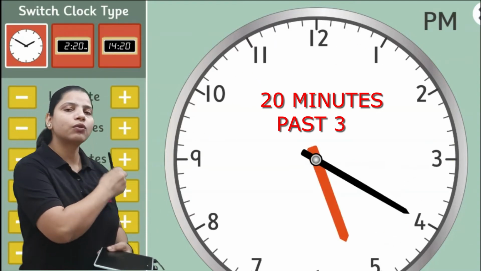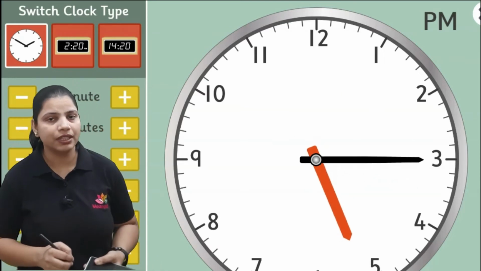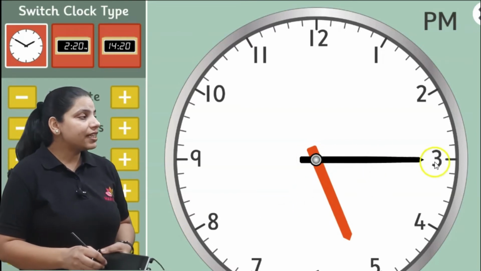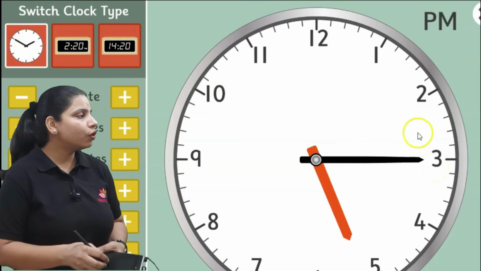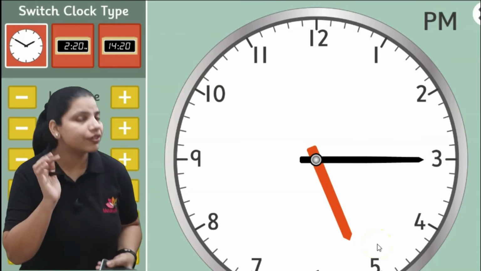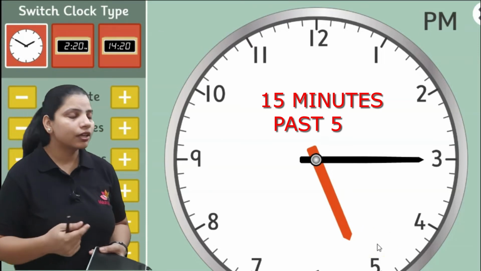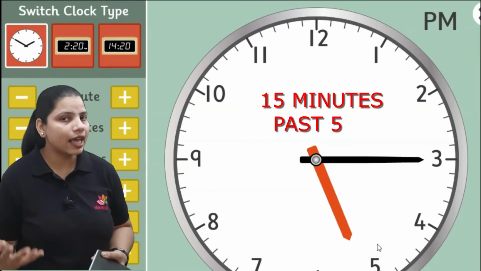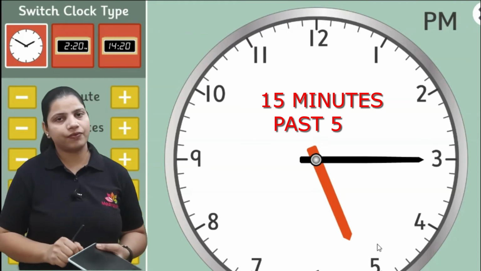Again. Now this one. Now tell me. The minute hand will tell us how many minutes passed. So 3 fives are 15. 15 minutes past what? 5, 4, 6? Where is our hour hand pointing? 15 minutes past 5. Okay.